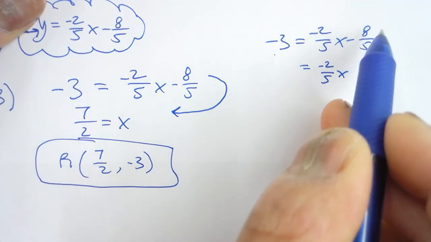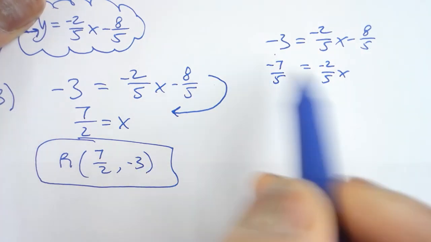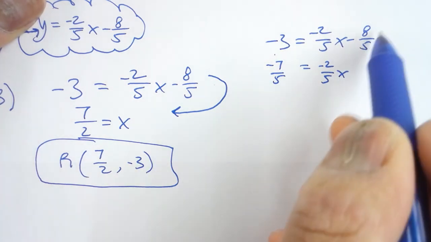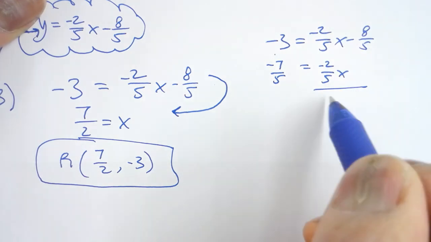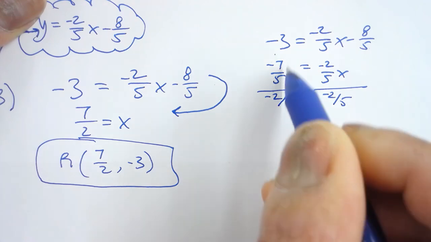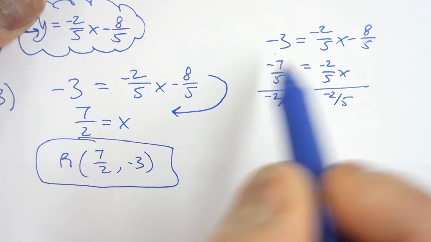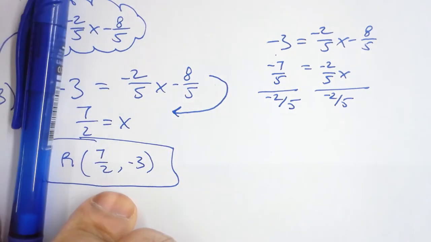Negative 3 plus 8 over 5 is negative 7 over 5. In your head or on a calculator, either or. So I'm adding 8 over 5. Now I'm going to divide by negative 2 fifths. Now, if this looks intimidating, this division right here, it shouldn't be. We should be comfortable enough at this point with our calculators to do this.